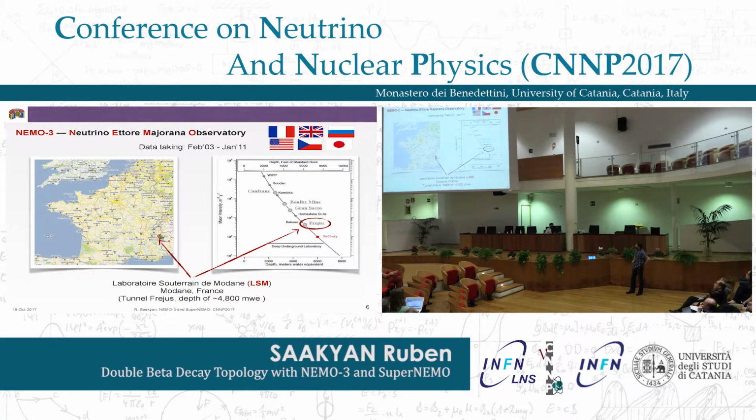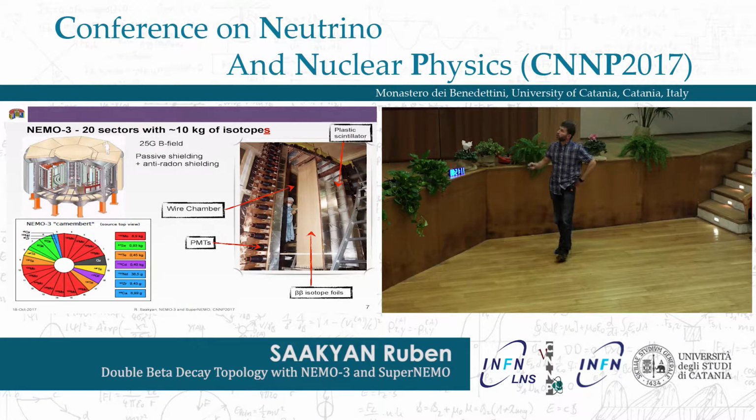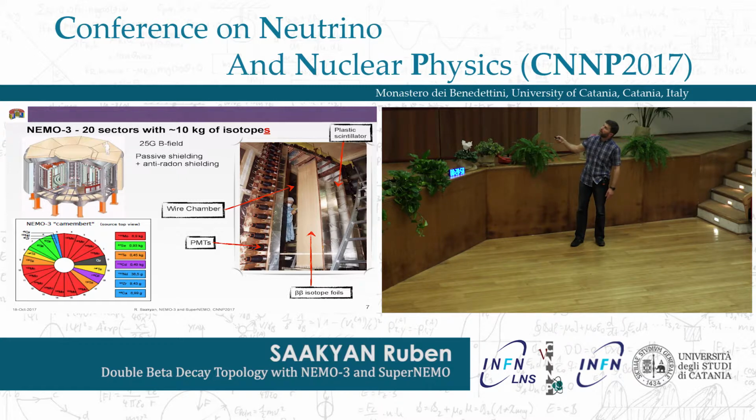So NEMO 3 is an experiment which actually stopped data taking quite some time ago, but still produces, as you will see, results. And it was located in the Fréjus underground laboratory, which is the deepest underground laboratory in Europe, 4,800 meters of water equivalent. It was a detector comprised of 20 wedges, or 20 sectors, and each sector, if you remember this conceptual cartoon, you can understand what it is now. This is the source foil of an isotope, and on either side you have the tracker detector. It's all immersed in a magnetic field, and then the plastic scintillator calorimeter.